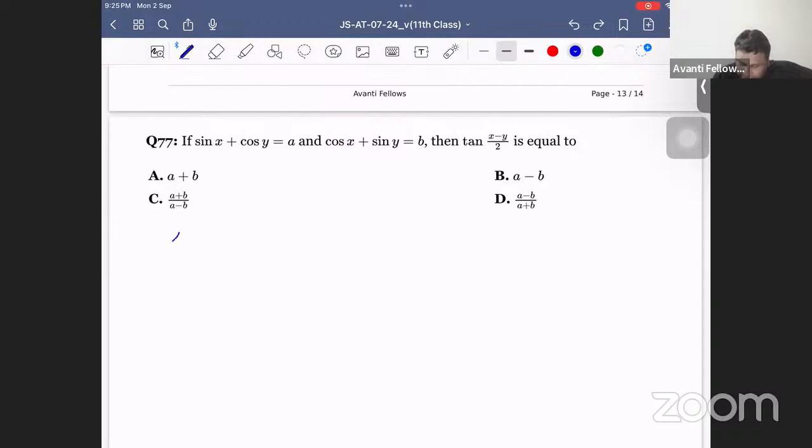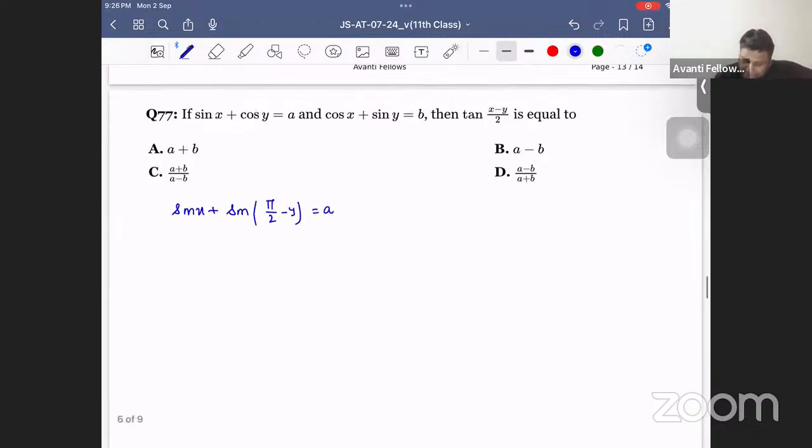Let's do it. That is sin x plus, I can write it as sin (pi by 2 minus y), as A. Now apply sin C plus sin D. So it will be 2 sin (C plus D) by 2, so it will be pi by 4 plus (x minus y) by 2, into cos (C minus D) by 2. So that will be (x plus y minus pi by 2) upon 2. This is A. All right.